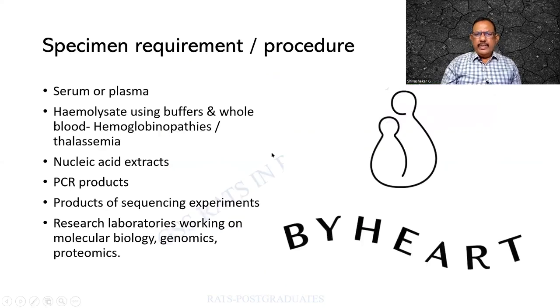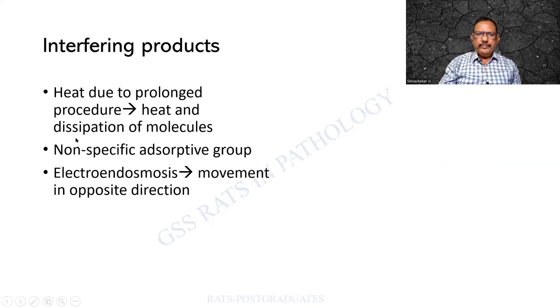Now, what are the samples that are required? It can be serum or plasma. It can be a hemolysate for the case of hemoglobinopathy, such as sickle cell anemia and thalassemia. Nucleic acid extract, PCR products, products of sequencing experiments, genes, etc. And research laboratories work on molecular biology, genomics, and proteomics. So these are the various specimens that could be used for electrophoresis.